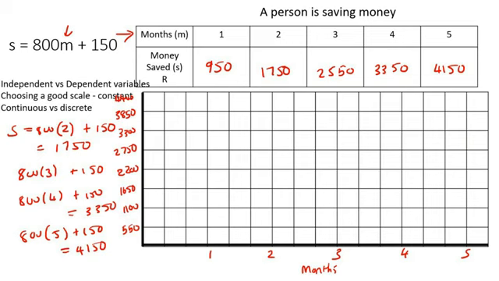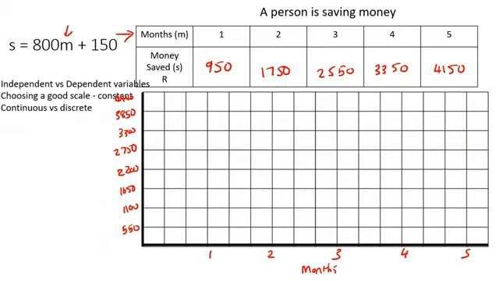And then, okay, so now we need to go label the axes, or the y-axis. And so this would be money saved. And that would be measured in rands. Okay, now remember that this axis down here is called the independent. You don't have to write the word independent. I'm just writing it there for you so you remember. And then this is the dependent. Okay, so now let's go and let's go plot the points.